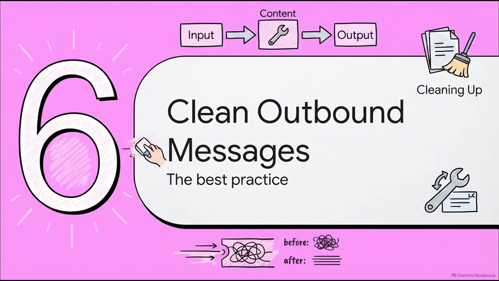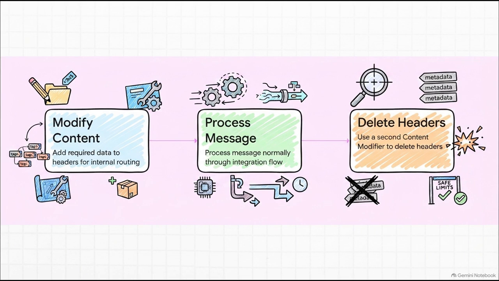So let's fix it. Section 6, cleaning up outbound messages, the best practice solution. How do we protect our data flows from hitting that wall? The absolute gold standard best practice here is a 3-step cleanup. Step 1, modify content. So you use your initial content modifier to add whatever data you need for internal routing. Step 2, process the message internally just like normal. And step 3, this is the crucial one, delete unnecessary headers via a second content modifier.